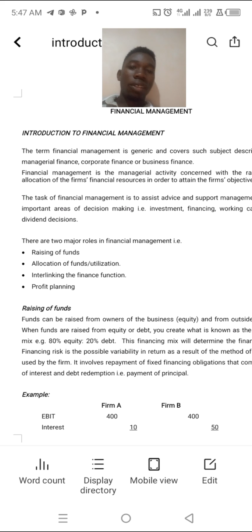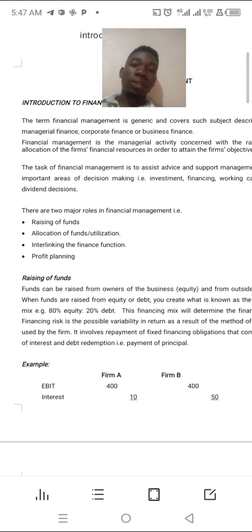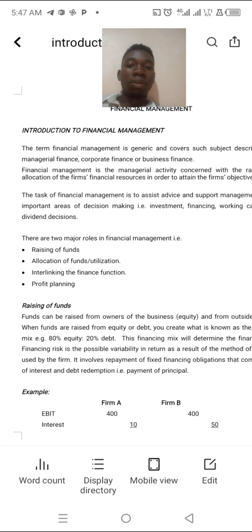mathematics of money. And under mathematics of money, we shall look at concepts like time value of money, future value of money, the present value of money, and annuities. So that is the context of the introduction part of financial management. It considers definitions, roles, the financial manager, objectives of a firm, and the mathematics of money, where we look at time value, future value, and present value.